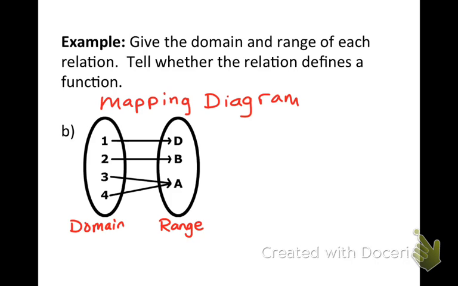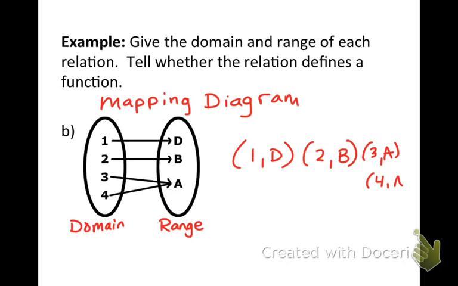Would this be a function? Yes. If I wrote this out as an ordered pair, it would be 1 comma D, 2 comma B, 3 comma A, and then 4 comma A. Do I have any repeated x values? No. I can have repeated y values. I just can't have repeated x values.